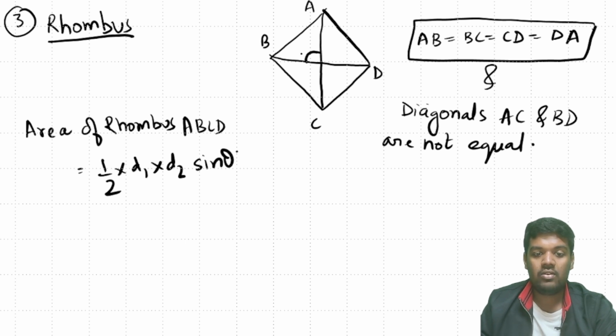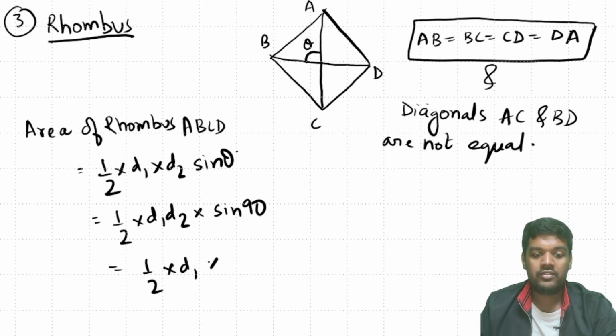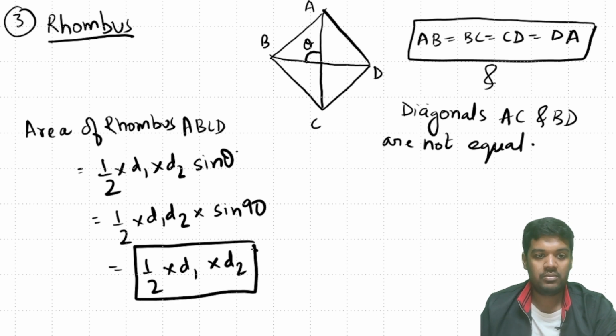So एक और property क्या है कि diagonals of a rhombus intersect at right angles. So this theta will be 90 degrees. If you remember, हम first concept video में किए थे कि sin 90 degree is 1. So I can rewrite this as half into d1 d2 into sin 90, or this is equal to half into product of diagonals. So this is my area of rhombus.